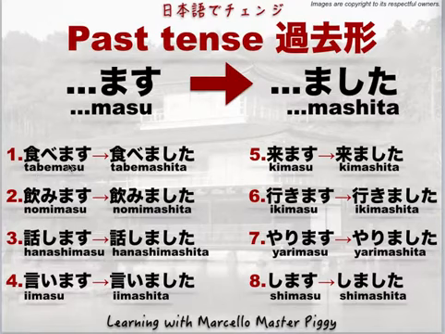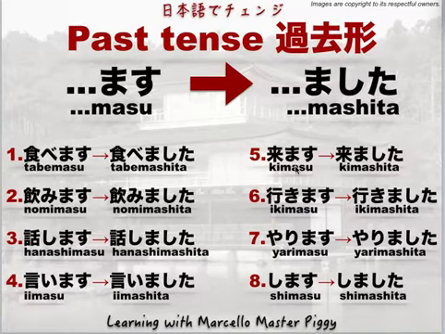Tabemasu, which means to eat, becomes tabemashita. Nomimasu, which is to drink, is nomimashita. Hanashimasu is to talk, becomes hanashimashita. Imasu, okay, so we have two e's. The kanji is an e, and this is an e, so it's imasu, which means to say, and it becomes imashita. I told you.